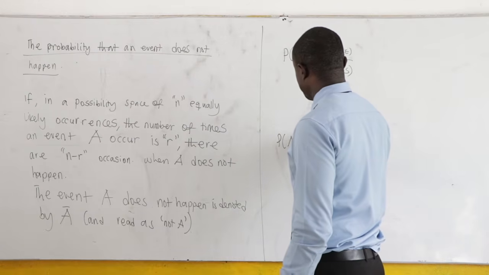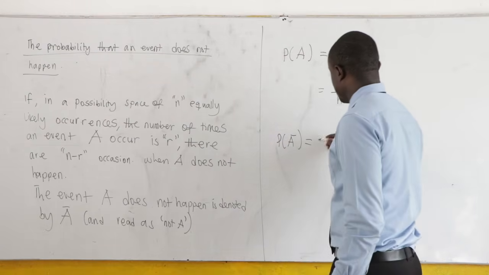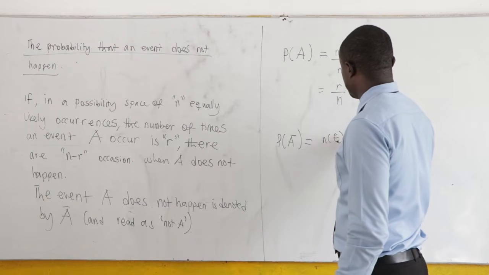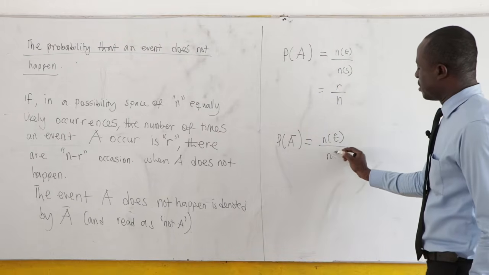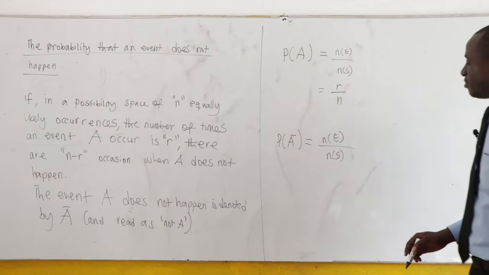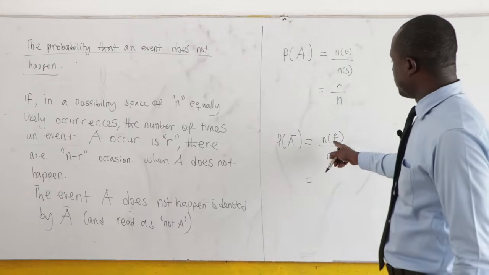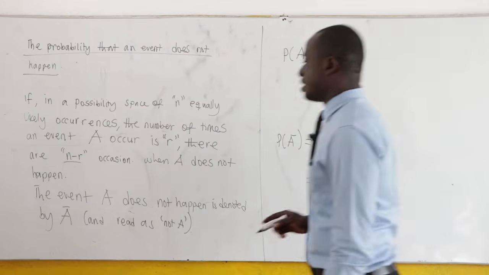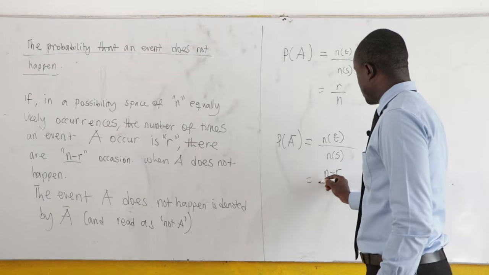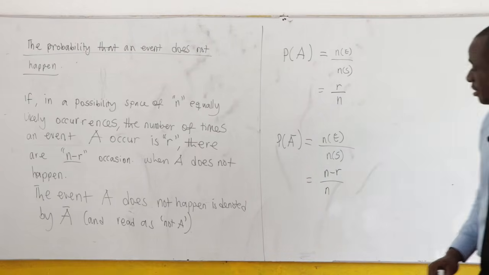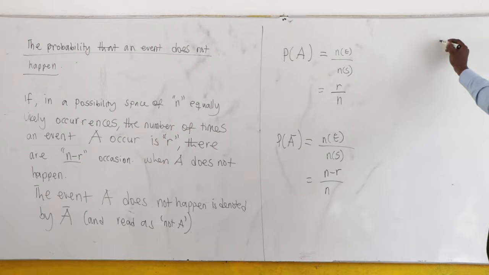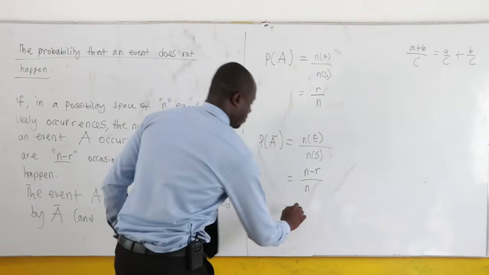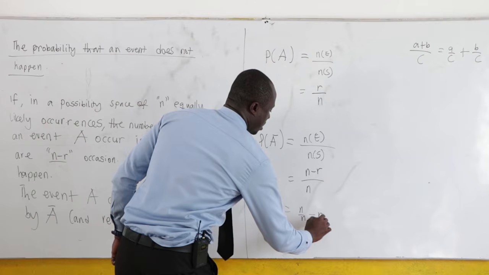Now, the probability that A does not occur is the number of ways in which the event does not occur over the number of ways in which we have the sample space. What is the number of times that A is not occurring? That is n minus R. So we have n minus R all over n. But then we know that if you have A plus B all over C, this is the same as A over C plus B over C. Hence, this is the same as n over n minus R over n.